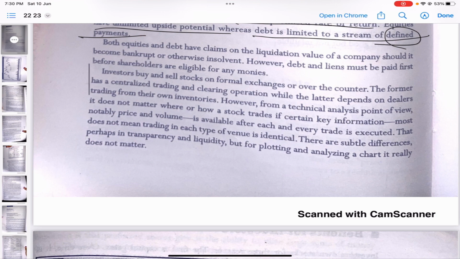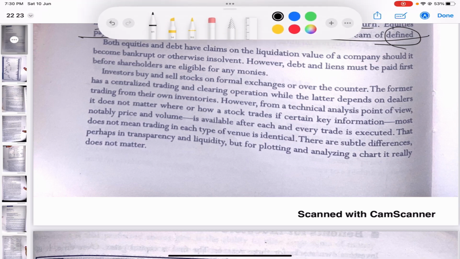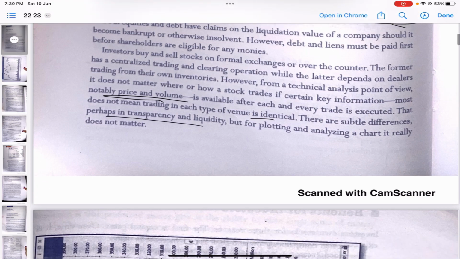Investors buy and sell stocks on formal exchanges or over the counter. The former has a centralized trading and clearing operation, while the latter depends on dealers trading from their own inventories. However, from a technical analysis point of view, it does not matter where or how a stock trades if certain key information is available. We've discussed this multiple times: it's going to be price as well as volume. Whenever price and volume are there, it is possible to do technical analysis. That does not mean trading in each type of venue is identical. There are subtle differences, perhaps in transparency and liquidity.